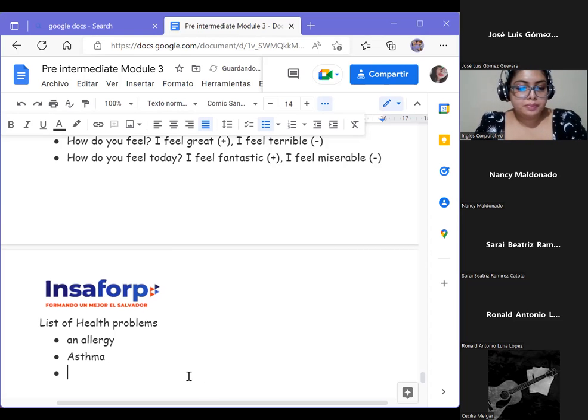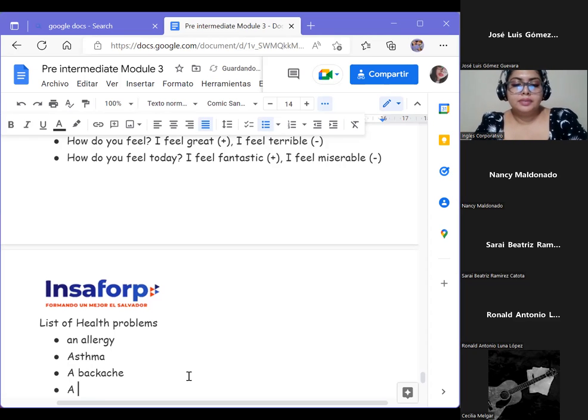Then we have backache. Backache, that is a prolonged pain in the back. Es un dolor en la espalda, es un dolor prolongado, ¿verdad? En la zona de la espalda.